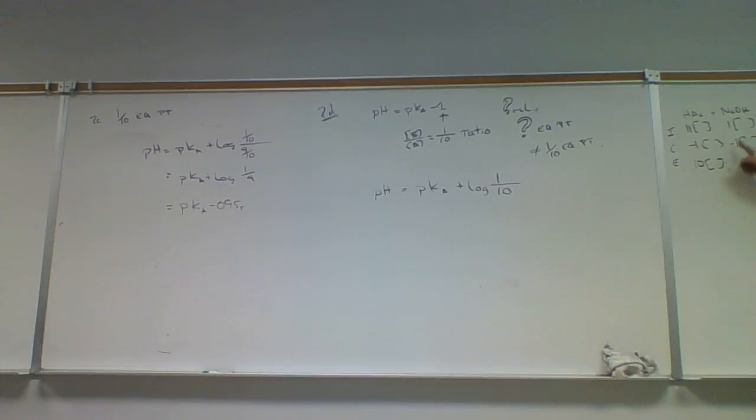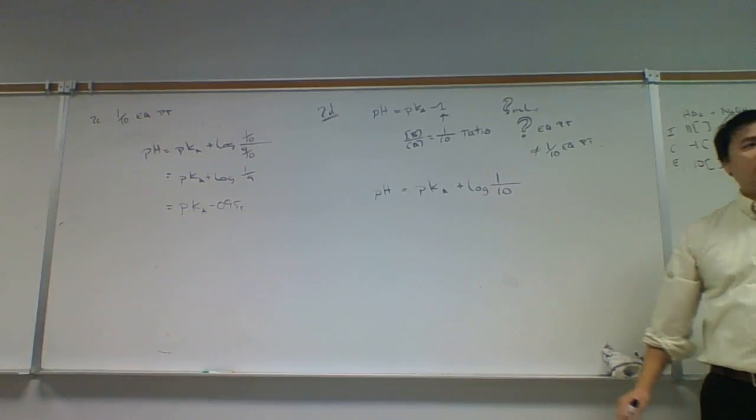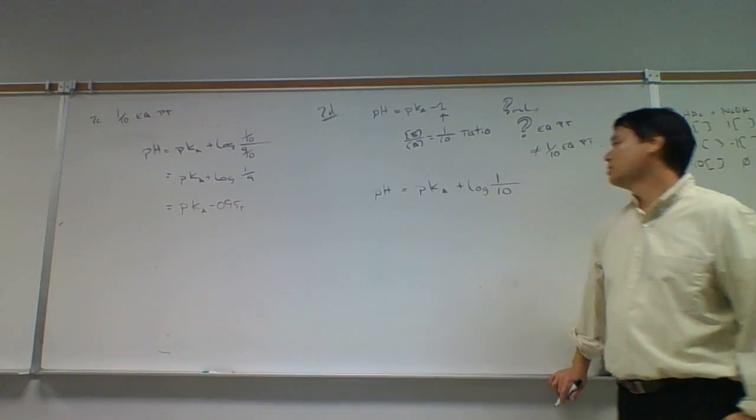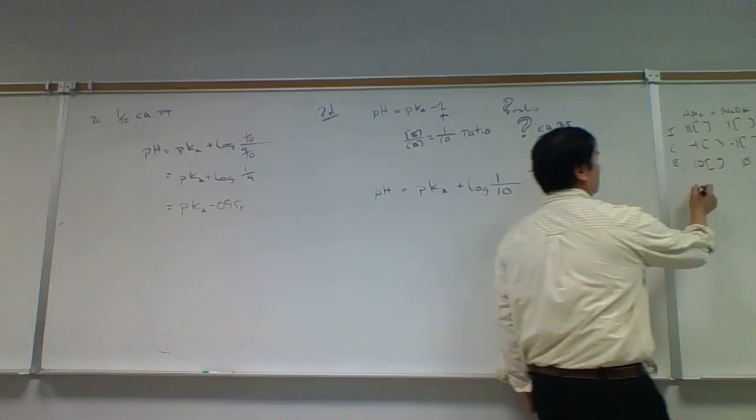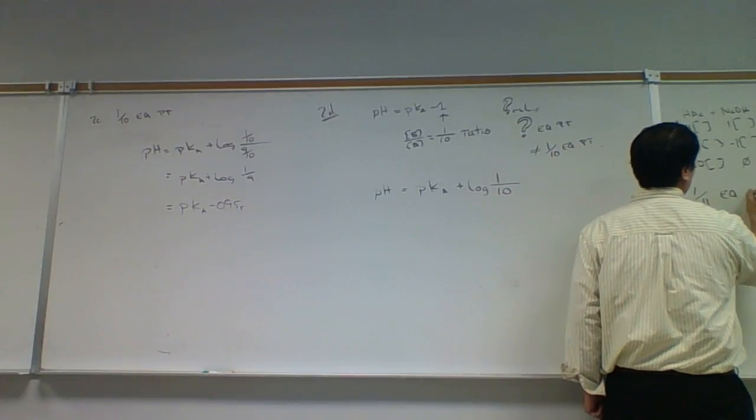And so what we call this is we've neutralized 1 part out of 11. 1 part out of 11 is called the 1/11th equivalence point. And so this is the 1/11th equivalence point. It's got to be the 1/11th equivalence point.